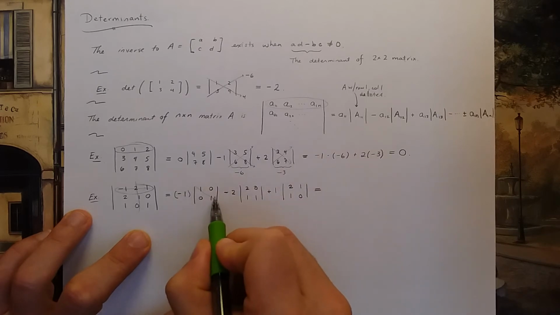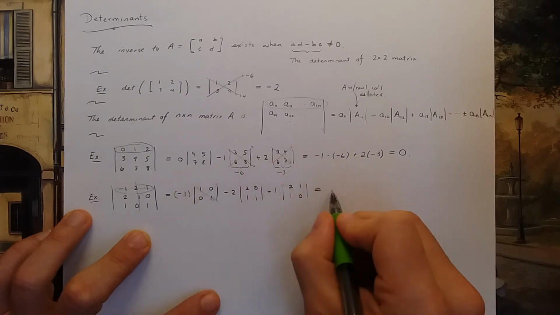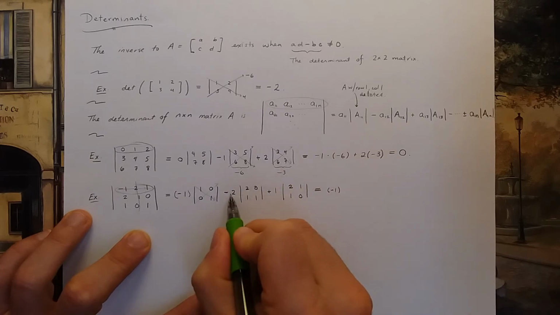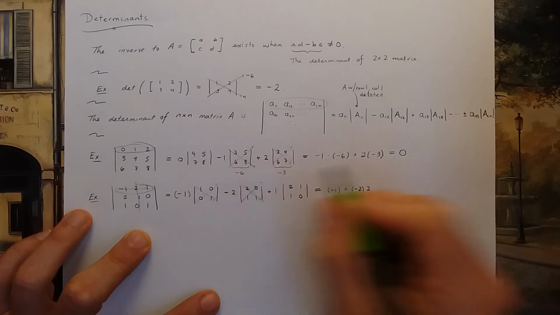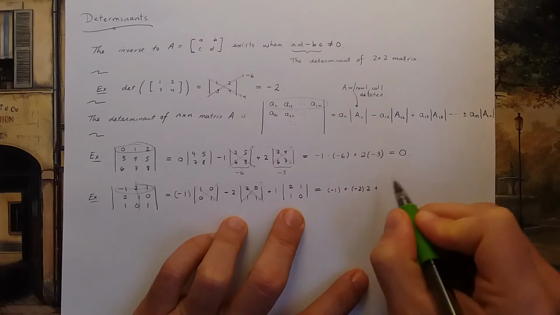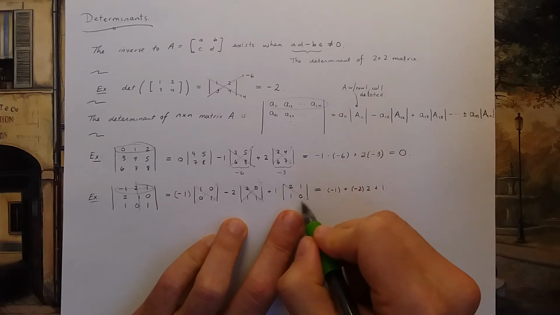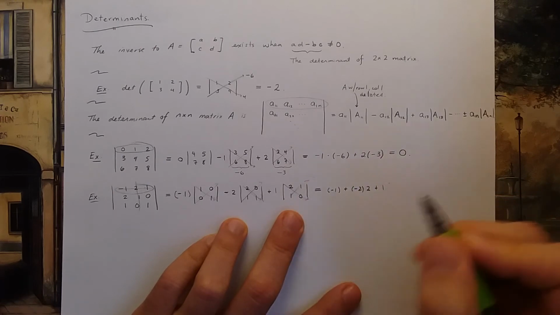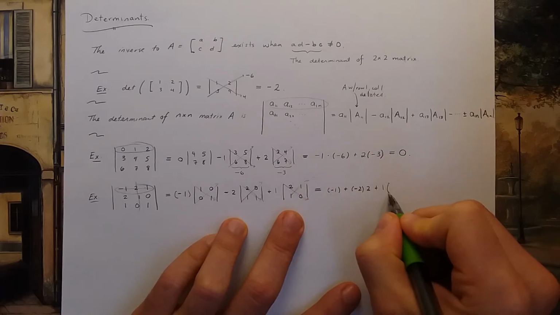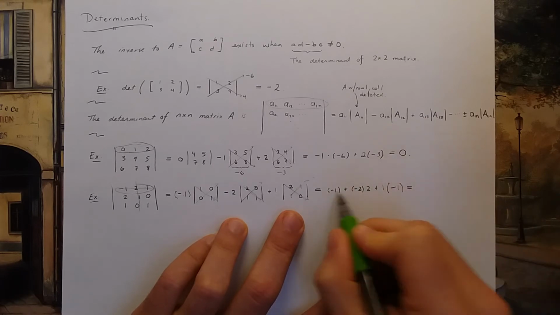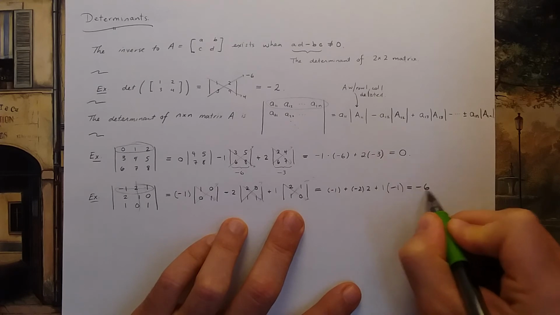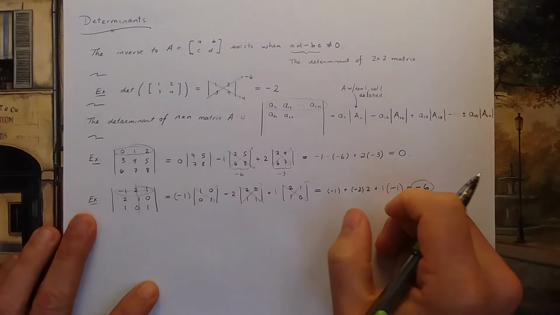So I get negative 1 times 1, so negative 1. Then I get plus negative 2 times 2, because it's 2 minus 0, plus 1 times negative 1. So I get 0 minus 1. So 2 times, let's see here, negative 1. So I believe I get negative 1, negative 4, negative 6. So the determinant is negative 6.